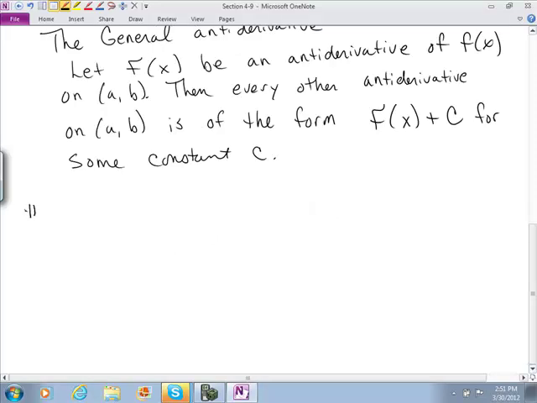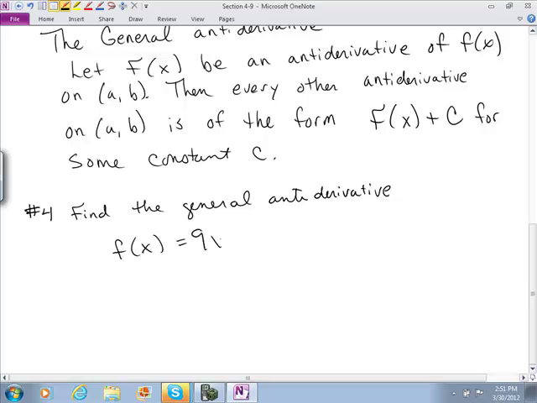All right, so let's look. This is number 4 on your homework. You're asked to find the general antiderivative of f of x equals 9x plus 15x to the negative 2, and then check your answer by differentiating. Now, I'm going to give you a rule, like a little power rule, to handle this in the future, but for right now we're just going to use our brains.